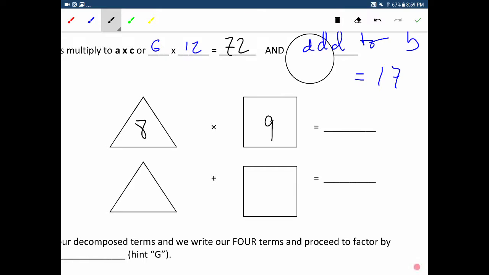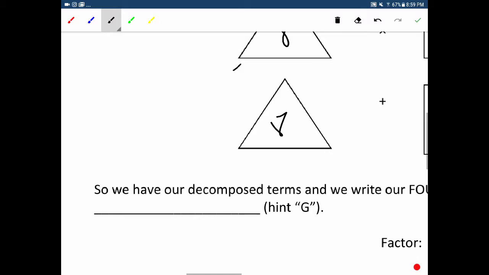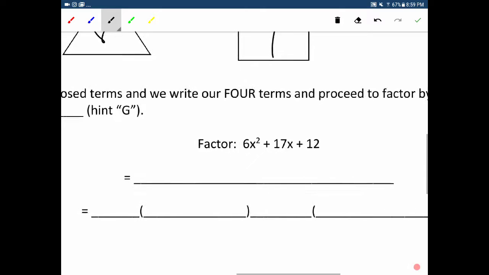And we knew that ahead of time because we kind of cheated and went backwards. But 8 times 9 is equal to 72, and 8 plus 9 is equal to the 17 we need it to be. Okay? So those are the two numbers that we need. So we have our decomposed term, and we write our four terms and proceed to factor by grouping, which I'll go over in a second if you have forgotten it.